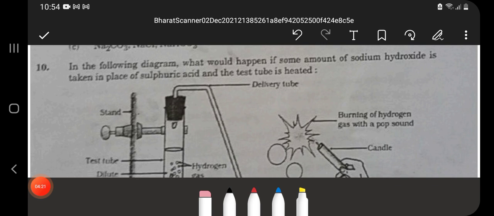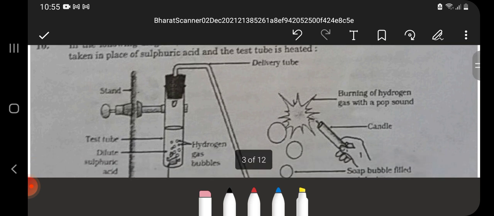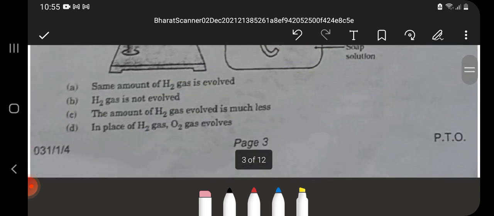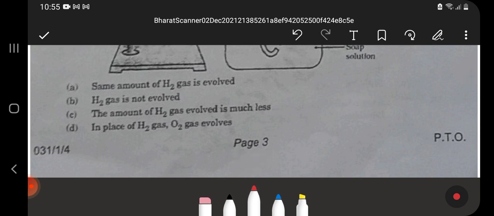10th question. In the following diagram, what would happen if some amount of sodium hydroxide is taken in place of sulfuric acid and the test tube is heated? The answer is C: the amount of H2 gas evolved is less.